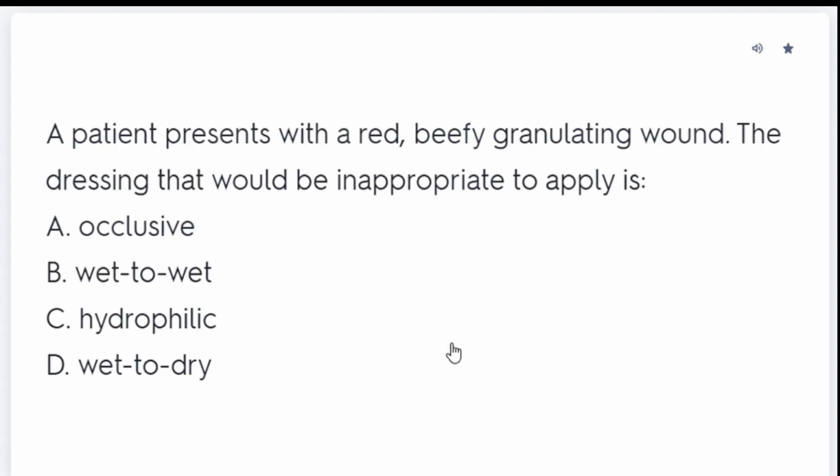A patient presents with a red, beefy granulating wound. The dressing that would be inappropriate to apply is: A. occlusive, B. wet to wet, C. hydrophilic, D. wet to dry.